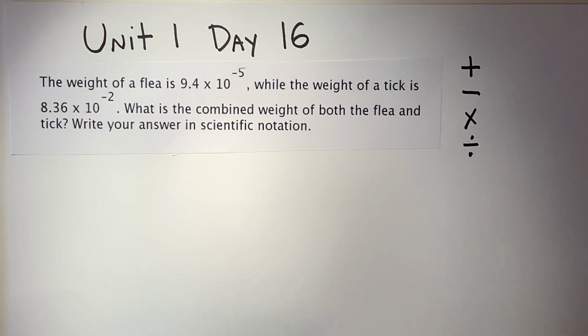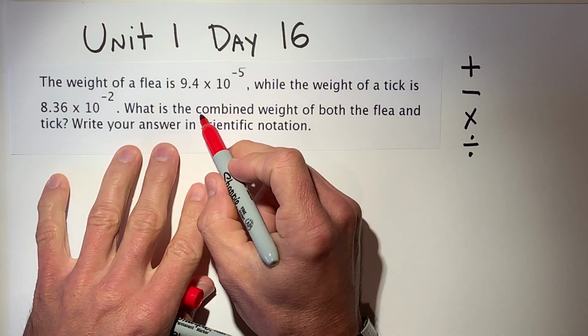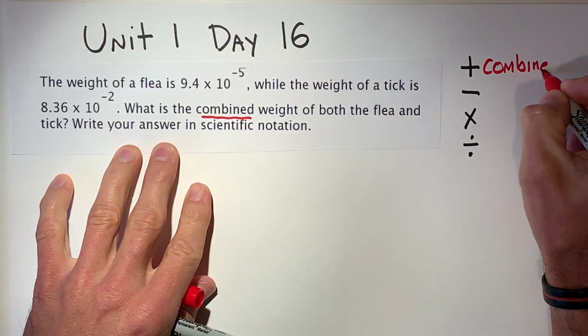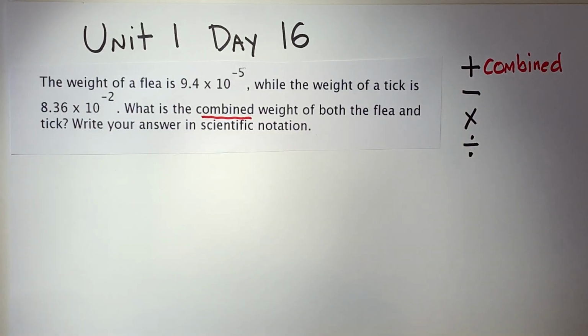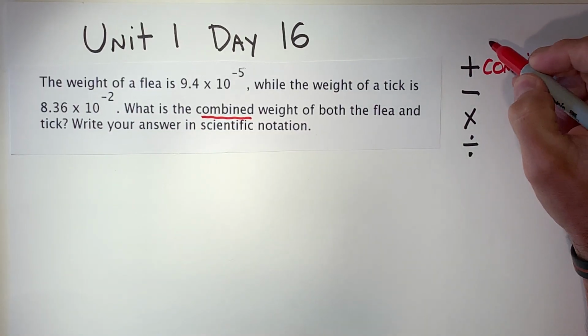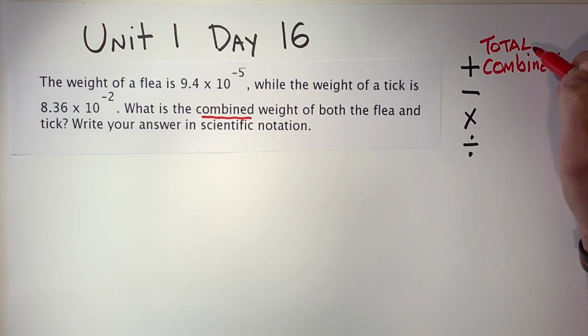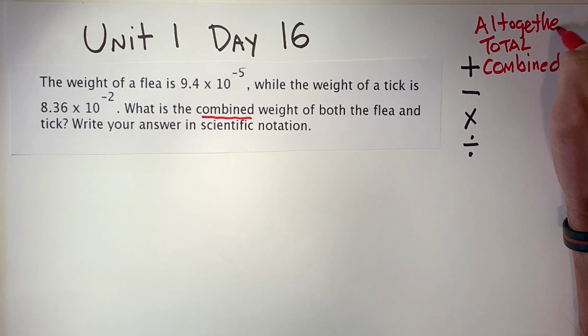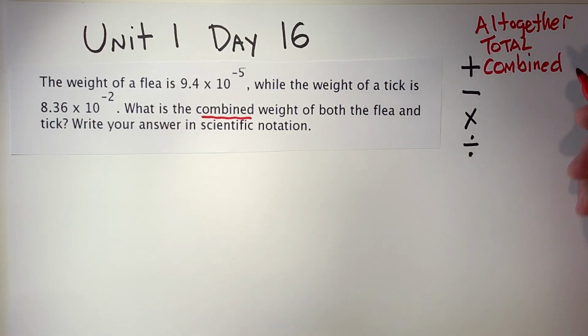It says the weight of a flea is 9.4 times 10 to the negative fifth, while the weight of a tick is 8.36 times 10 to the negative second. What is the combined weight? All right, off the bat, I see the word combined, and combined is another word for addition. I might also use the word total. I could also use the word altogether. If you see any words like total, sum, combined, or altogether, think addition.